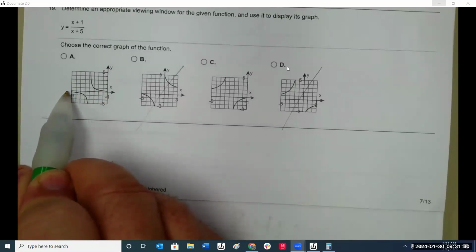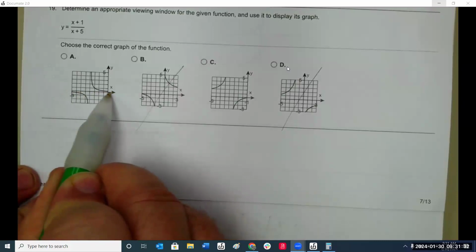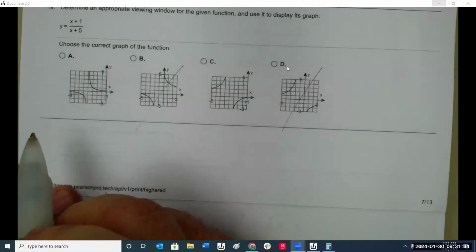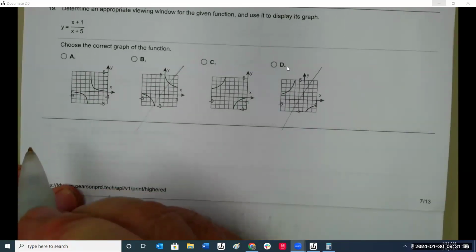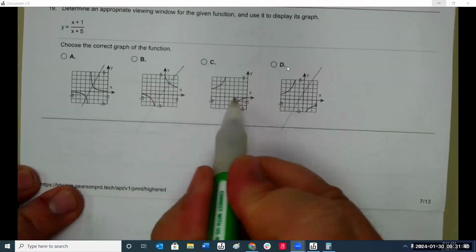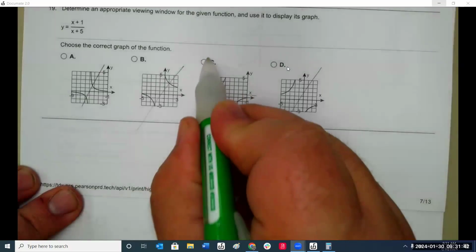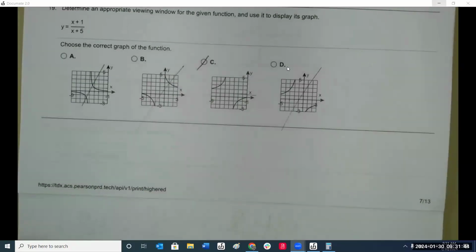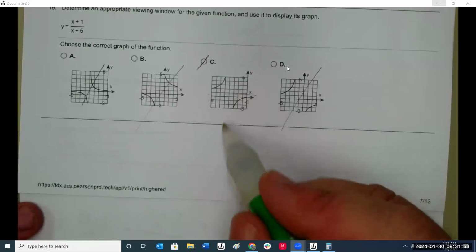This one, A, the horizontal asymptote is the x-axis. So that can't be right. So this one has to be correct here. So it has to be C. Yes. Well, I just saw that you can calculate it that way, by plotting points.